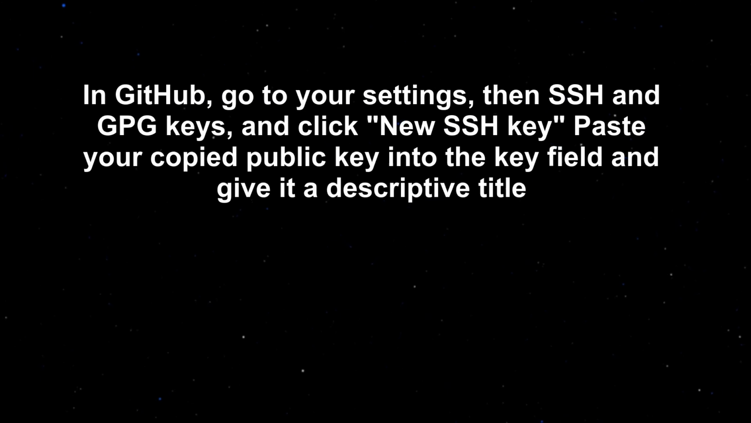In GitHub, go to your settings, then SSH and GPG keys, and click New SSH key. Paste your copied public key into the key field and give it a descriptive title.